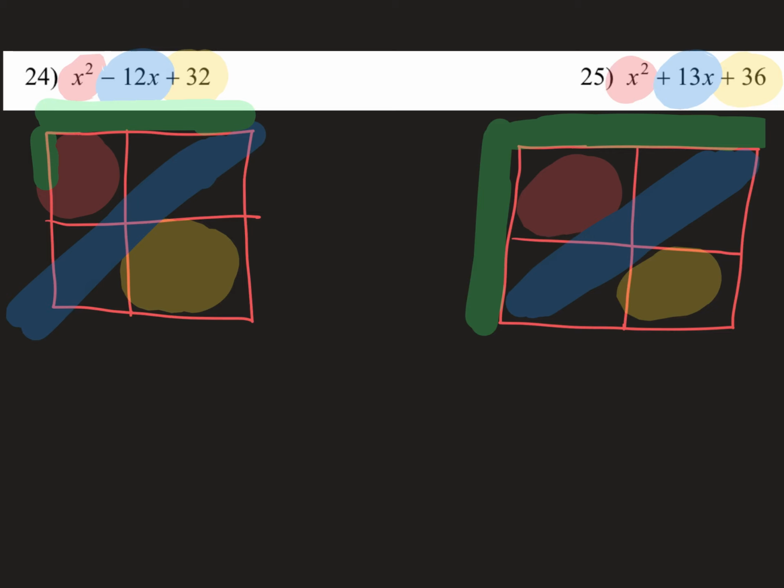Sorry, I keep hitting my controls there. I don't think you can see them, but I keep hitting them. Okay, there we go. Top and the side.